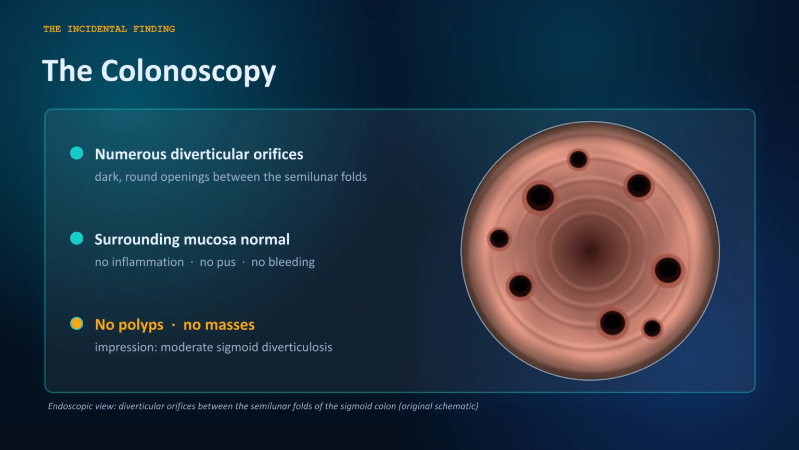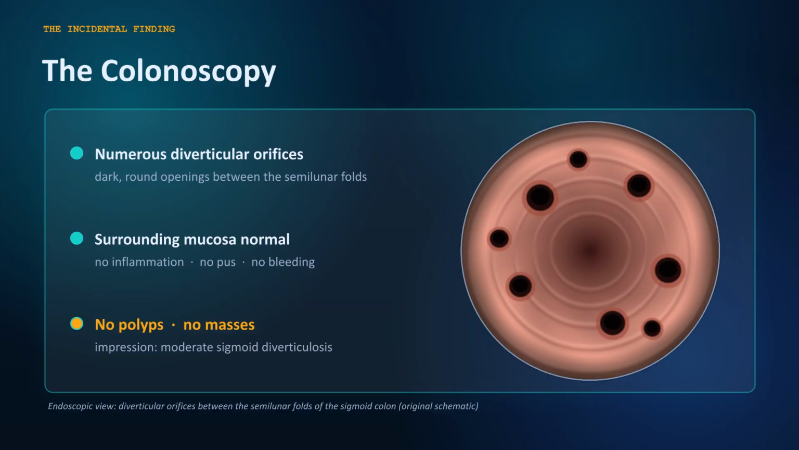The scope passes to the cecum without difficulty. Throughout the sigmoid and descending colon, the endoscopist sees numerous diverticular orifices, dark round openings sitting between the folds. The mucosa around them is normal. There is no inflammation, no pus, and no bleeding. There are no polyps, and no masses. The impression reads moderate sigmoid diverticulosis, and that single line is where most teaching stops.